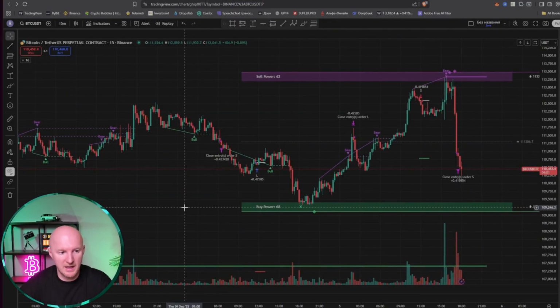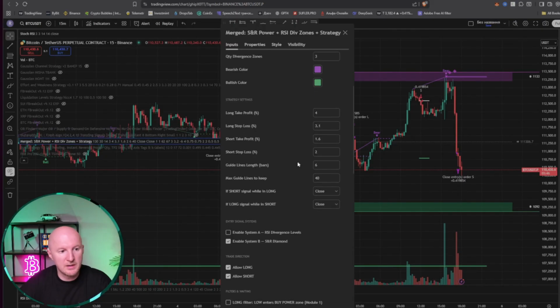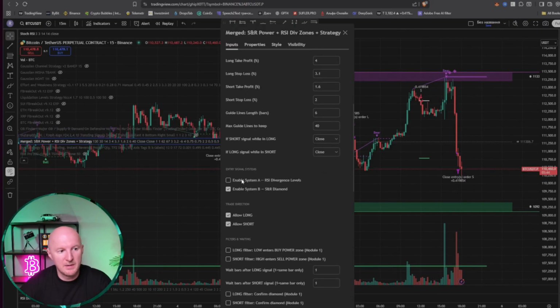And accordingly, I added a second signal system to the strategy. As you can see, I have system A for RSI Divergence signals, and system B is SR Diamond, and they can be turned on or off. So, in principle, you can enable both systems at once, but in this video, I'll show how to set up the second system separately.